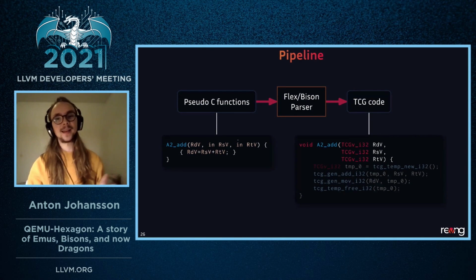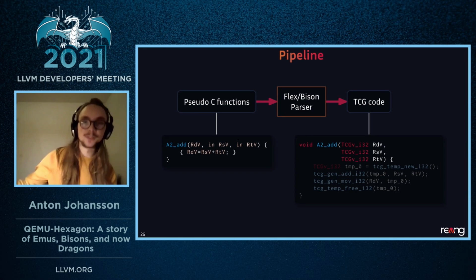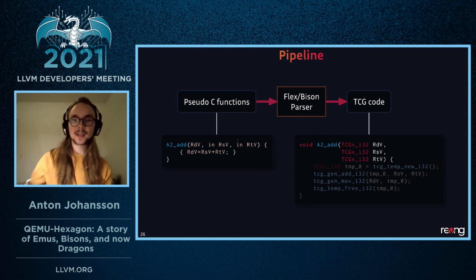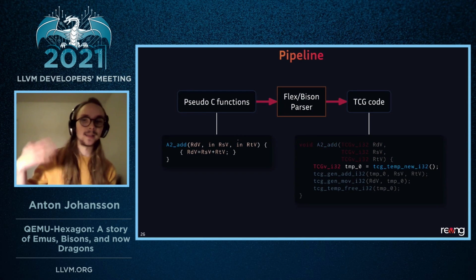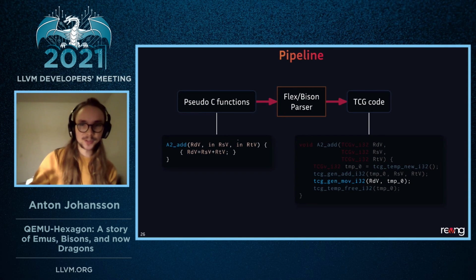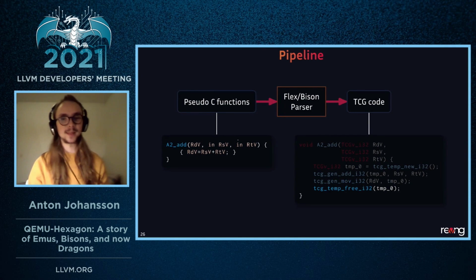And on the other end, I should say, we spit out TCG code. Now, this TCG code, as you can see, is pretty similar to the add example that Ale mentioned earlier, with a few differences. So we start out by creating a temporary variable. Then we assign the result of the addition between the two inputs to this temporary variable. Then we move the temporary to our destination register, RDB, and then we free the temporary.